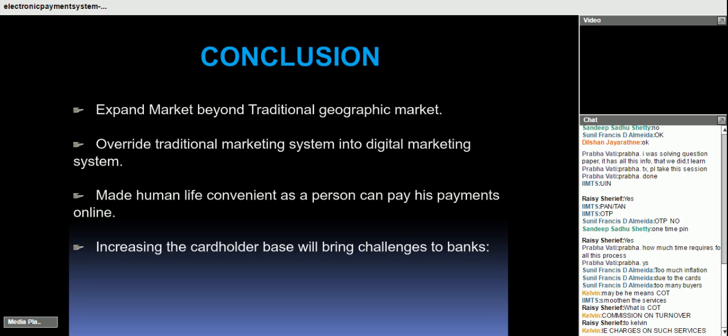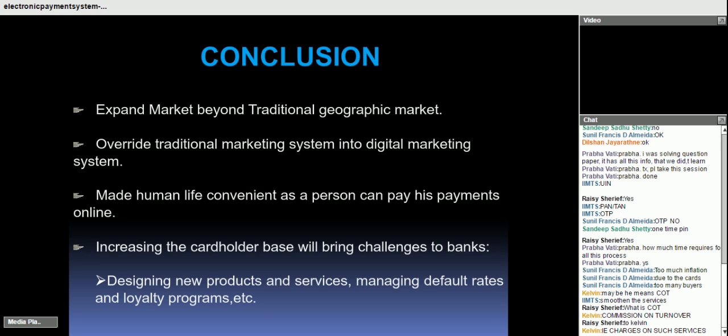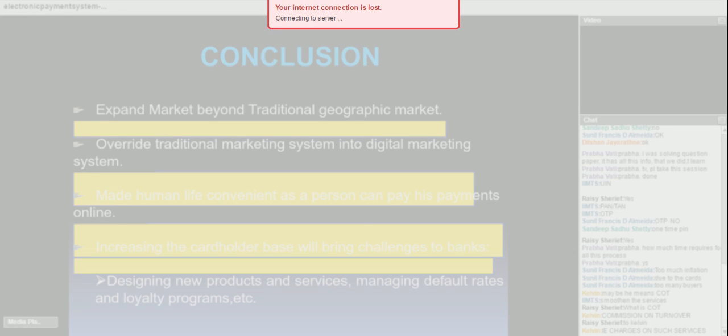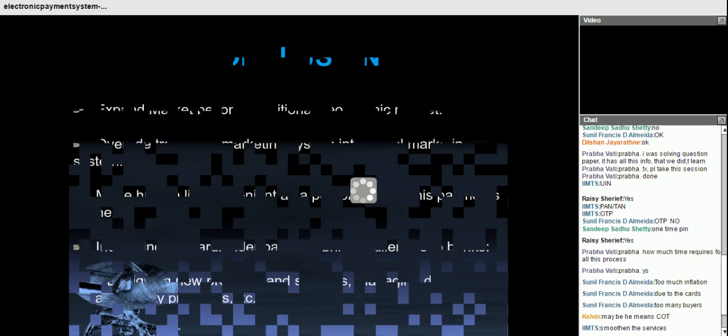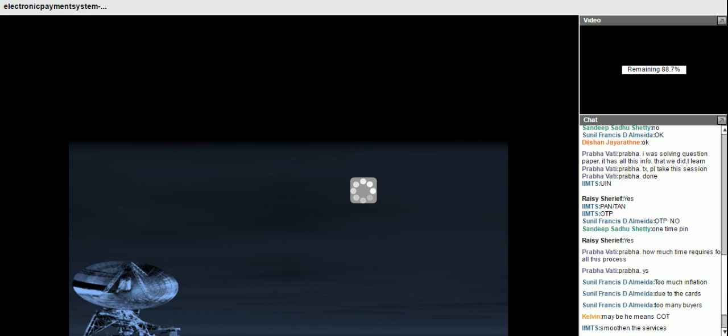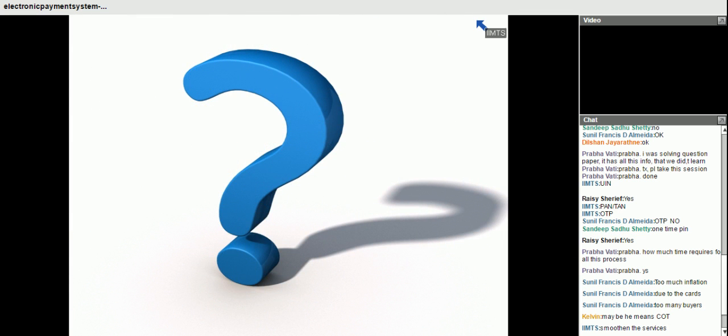Then, increasing the cardholder base will bring challenges to the banks. This brings us to the end of this particular slide. And finally, it brings us to the end of our today's class as well.